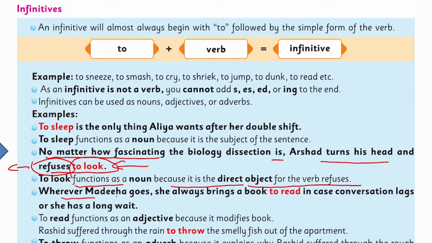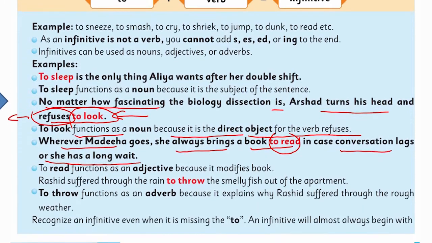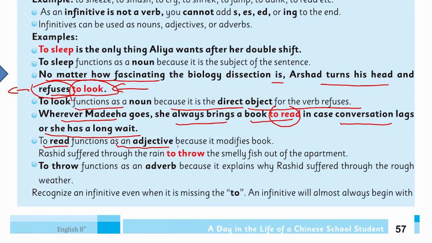Wherever Madiha goes, she always brings a book to read, in case conversation lags or she has a long wait. To read here is an infinitive. To read functions as an adjective because it modifies the book. Book आपका क्या है? Noun है और noun को modify क्या करता है? Yes, adjective.